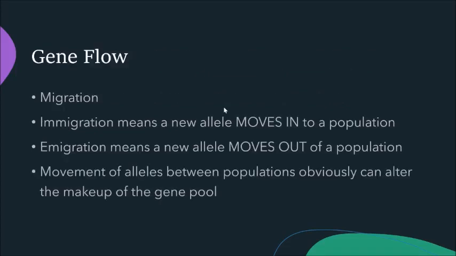The last bit you need to know about is gene flow. There's not really much I'm going to put in here about this. Really, gene flow is just migration. You need to know the difference between immigration and emigration. And again, I would put those into your Quizlet to help build your vocab and know those definitions.